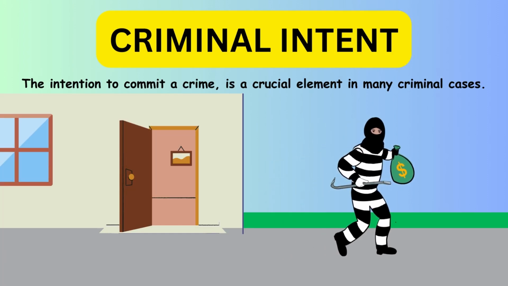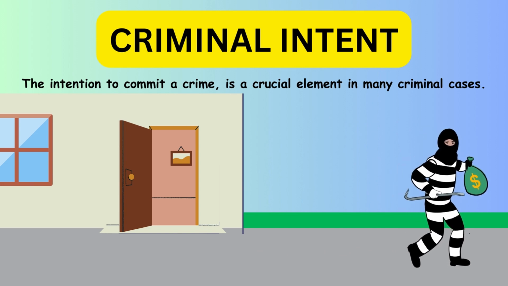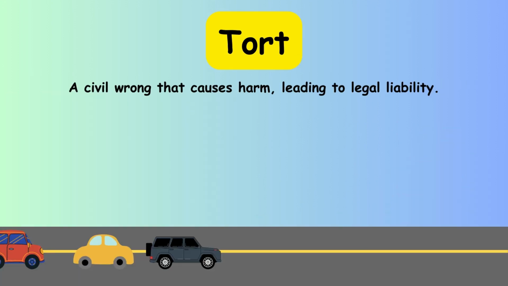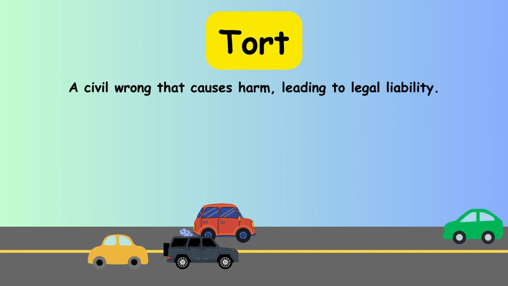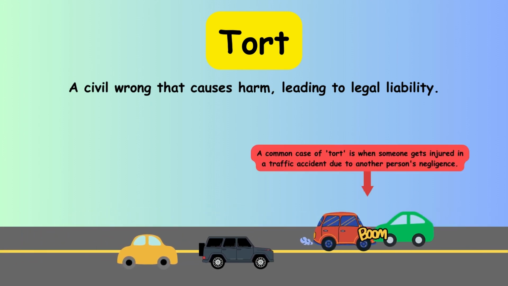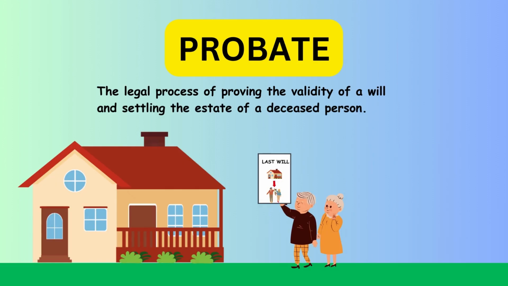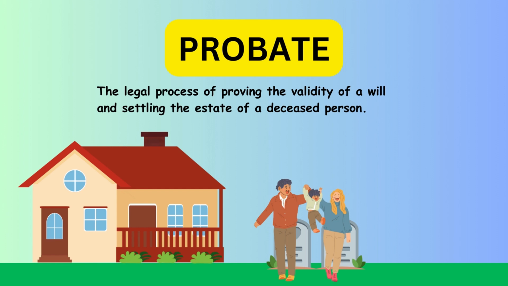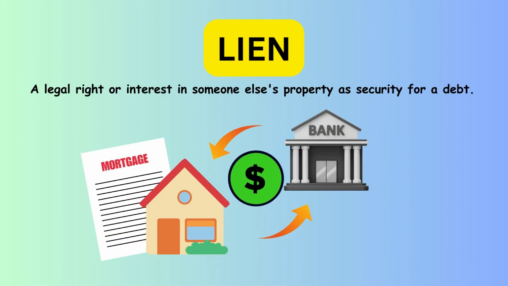Criminal intent. The intention to commit a crime, a crucial element in many criminal cases. Tort. A civil wrong that causes harm, leading to legal liability. Probate. The legal process of proving the validity of a will and settling the estate of a deceased person. Lien. A legal right or interest in someone else's property as security for a debt.